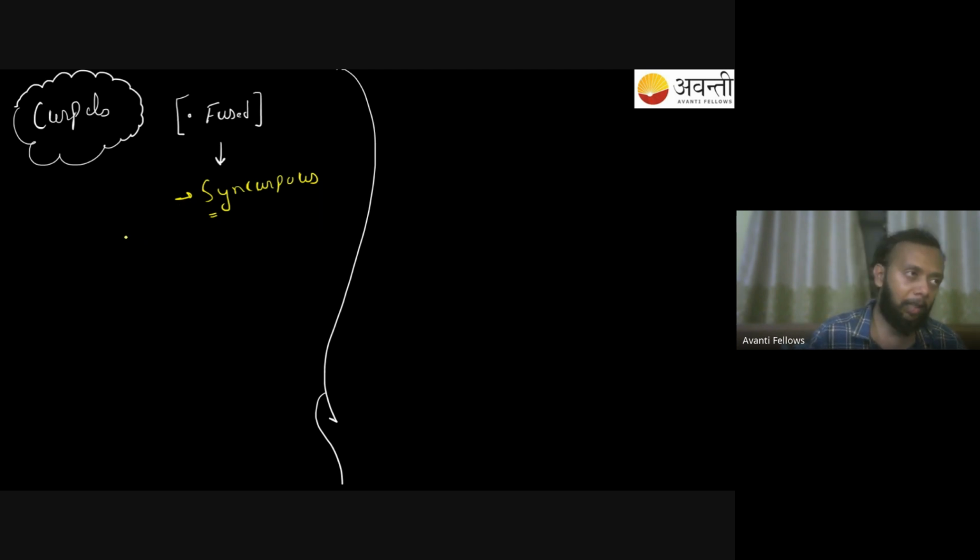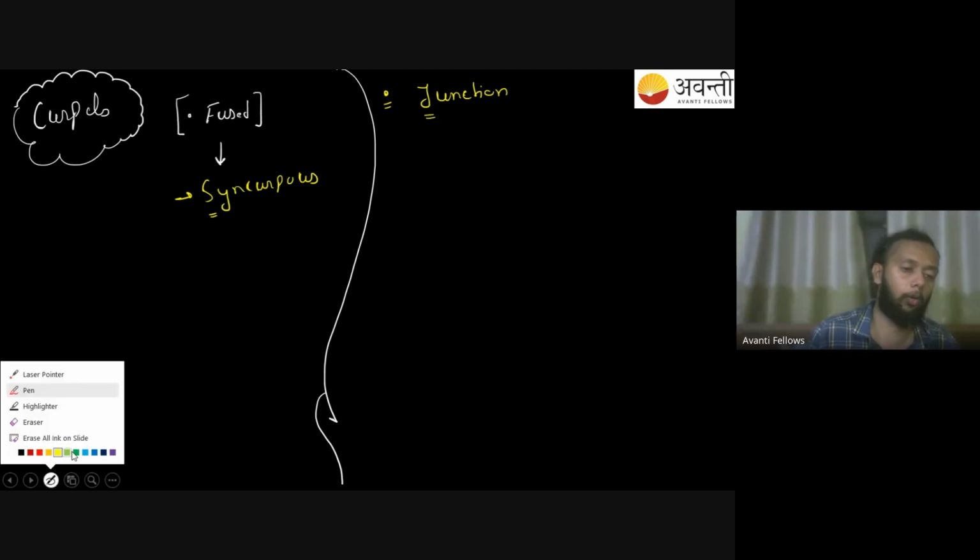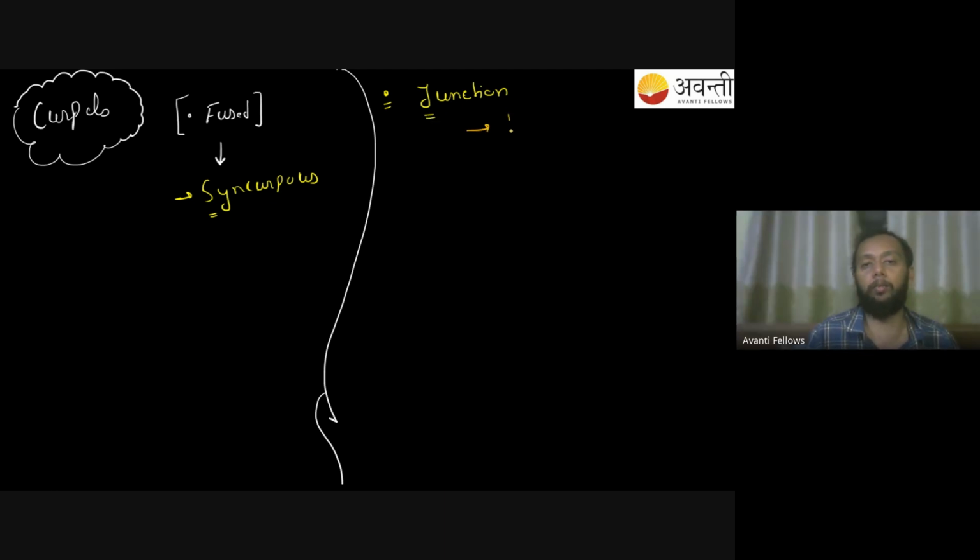Apocarpous is the one in which you will find all the pistils are free. That is the apocarpous condition, right? Now you tell us that the junction between funicle and ovule is going to be called what? Hilum. Right, that is called the hilum. Very good. Okay. That was quite an easy question.